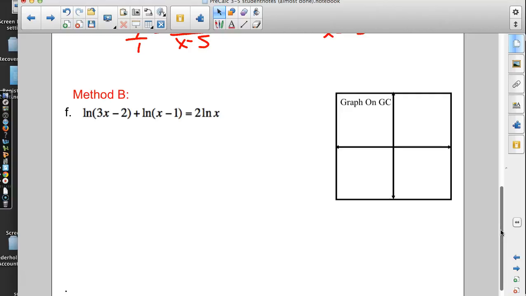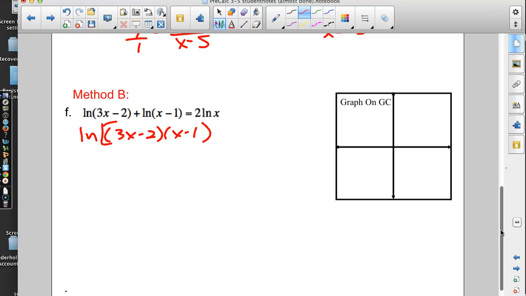All righty. This says natural log of 3x minus 2 plus natural log of x minus 1 equals 2 natural log of x over there. So with method B, here's what we're going to do. We're going to try the same thing where we say, hey, we would condense this. But things are going to get a little weird because there's a natural log on both sides.